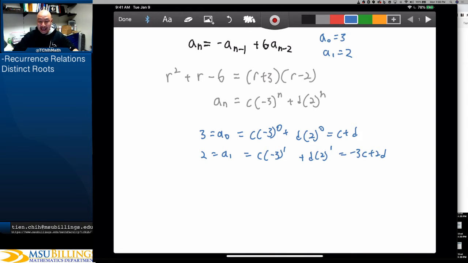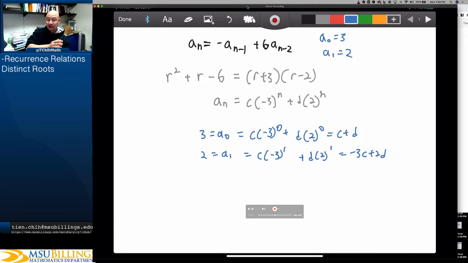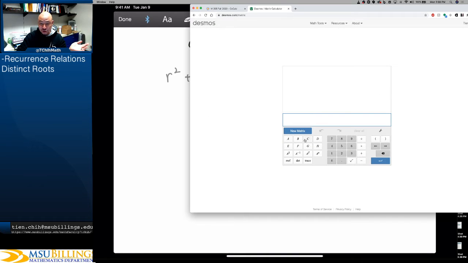So this gives me a system of two equations in two variables that you could solve in any number of ways. I am lazy, so I'm going to solve it in a lazy way. I'm just going to go ahead and RREF this whole shebang here: 1, 1, 3, negative 3, 2, 2. Alright. And then RREF A.